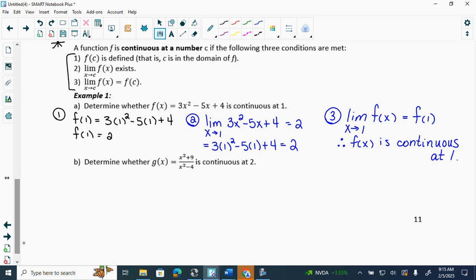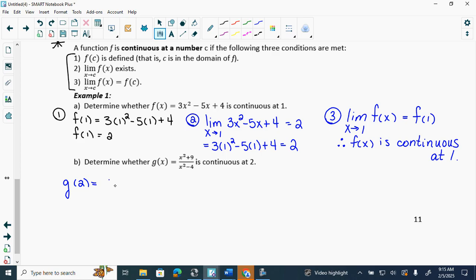Let's do f of 2. And by f of 2, I mean g of 2. Oh my goodness. That's a g. So we're going to do g of 2. Everyone's writing this down. Okay.